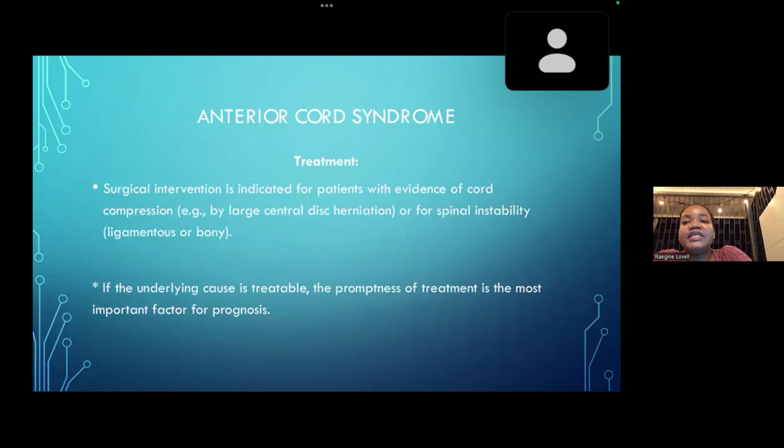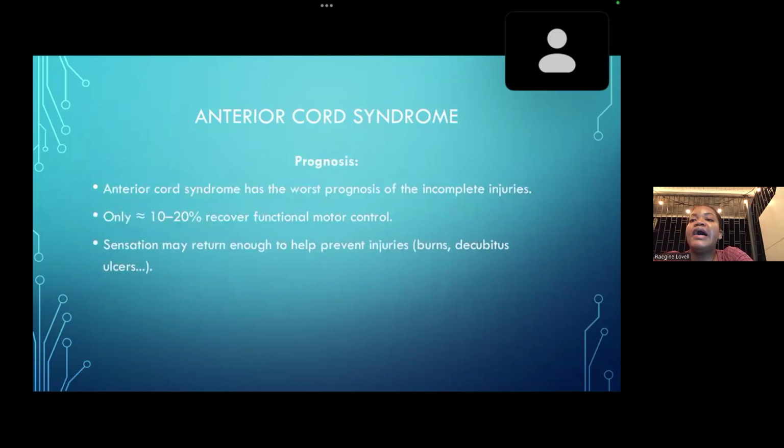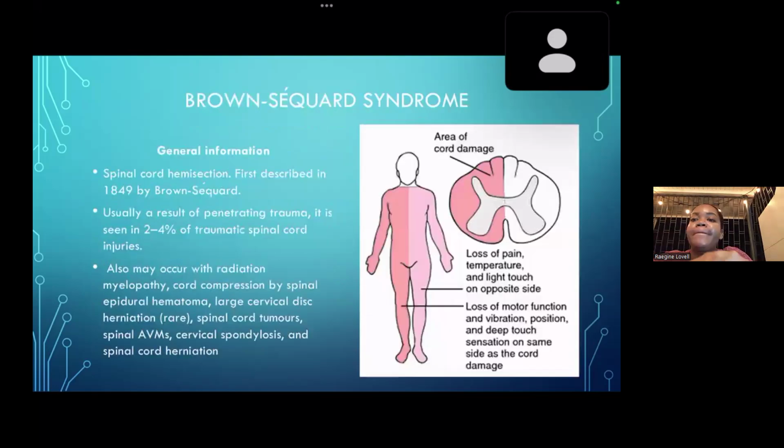Surgical intervention is indicated for patients with evidence of cord compression, for example by a large central disc herniation, or in the case of spinal instability, whether it's ligamentous or bony. If the underlying cause is treatable, the promptness of treatment is the most important factor in the prognosis of anterior cord syndrome. And anterior cord syndrome actually has the worst prognosis of the incomplete lesions. Only 10 to 20% recover functional motor control. Sensation may return enough to help prevent injuries like decubitus ulcers.